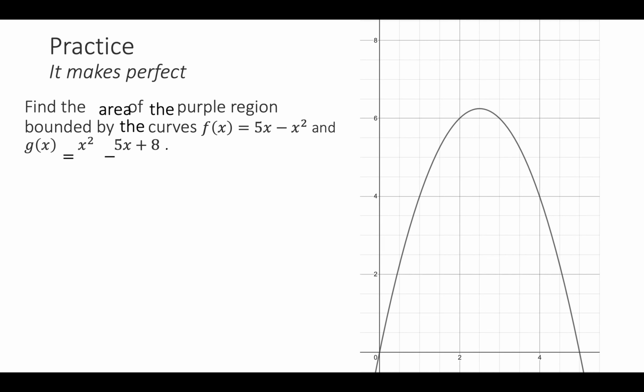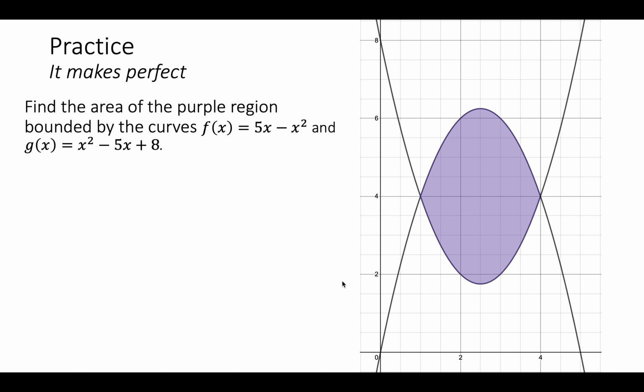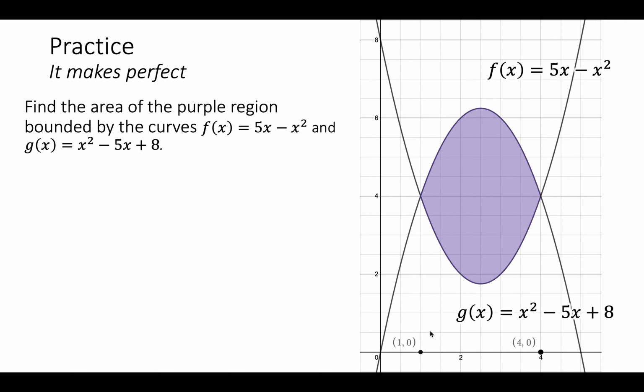Let's see some practice now. Find the area of the purple region bounded by the curves f of x equals 5x minus x squared and g of x equals x squared minus 5x plus 8. I've got these two curves graphed. f of x is this curve up here and g of x is the curve on the bottom.